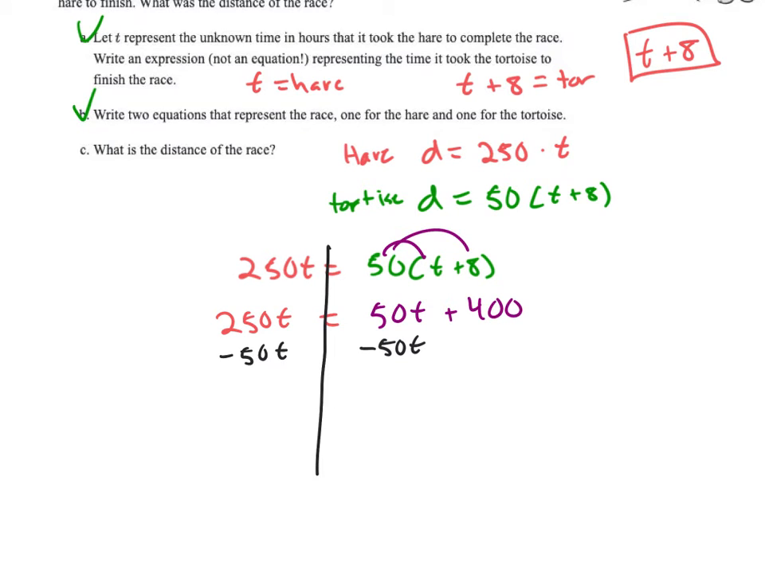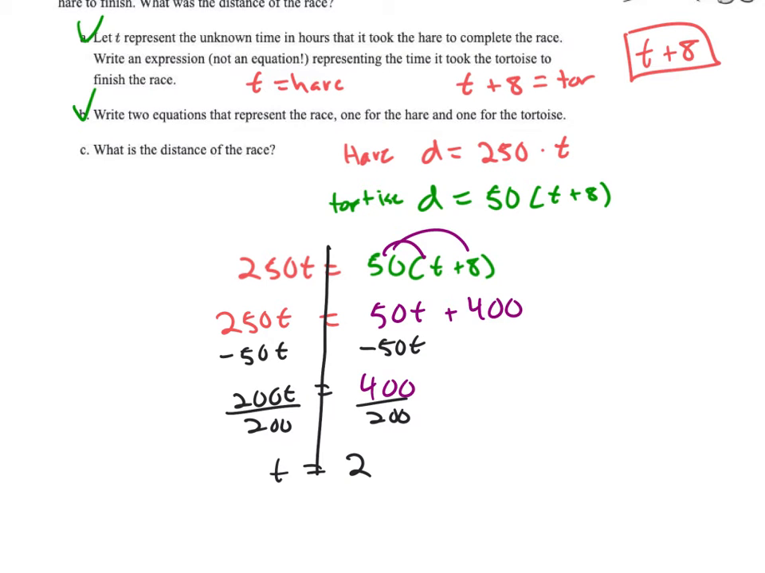And I like to deal in positive numbers. So I've got 200t should be equal to 400 for the race. So then I'm going to divide by 200, and my t should be equal to 2.